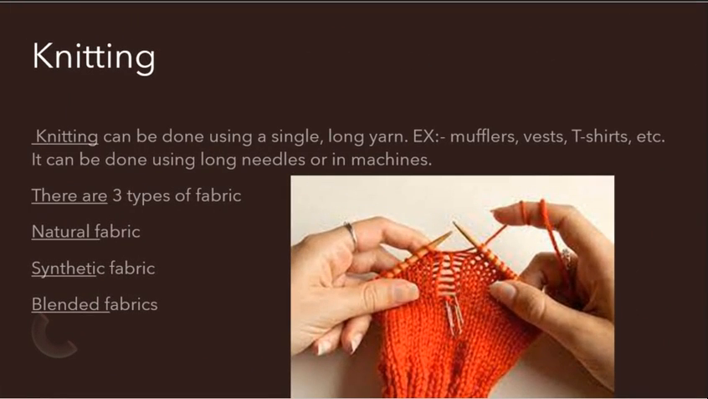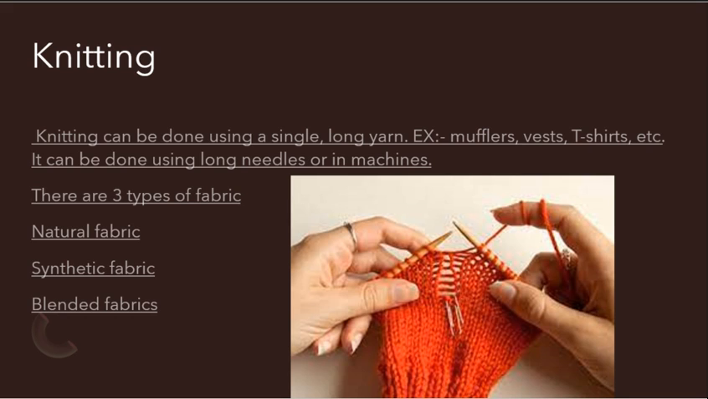Knitting. Knitting can be done using a single long yarn. Examples: mufflers, vests, t-shirts, etc. It can be done using long needles or in machines. Knitting can be done from just one long yarn. You may have also noted that if the yarn from a torn sock is pulled, the entire sock can be unraveled.